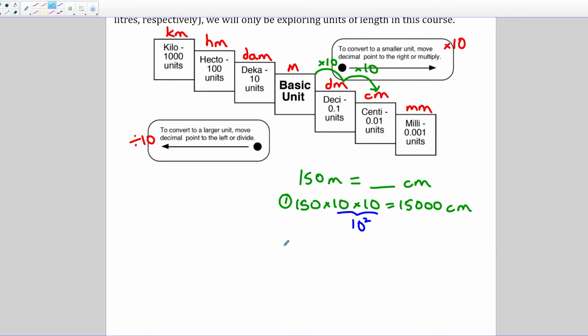The second way that we can visualize what's happening here is because we jump twice, we move 2 units towards the right, we're going to go ahead and write out the 150 meters as 150.0.